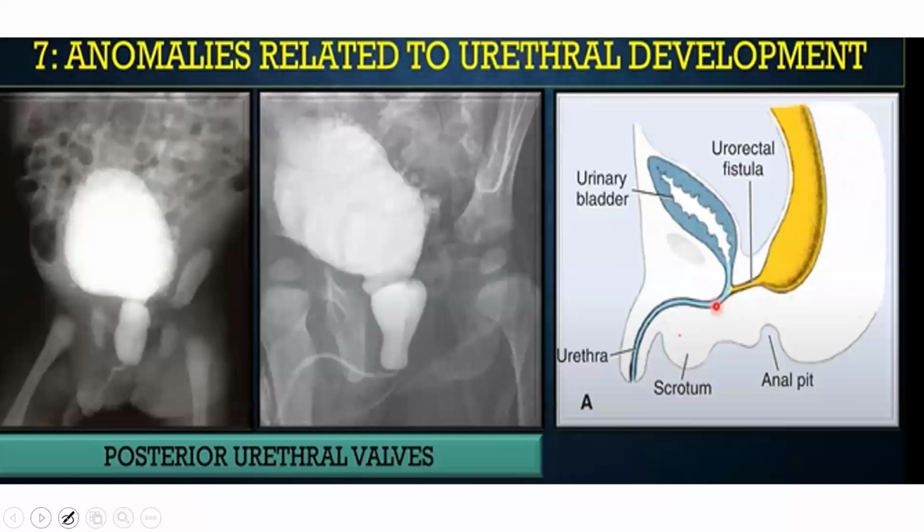Then we have abnormalities of urethral development. So we have what is known as posterior urethral valves. So valves develop within the urethra, especially in males, where part of the urethra develops a valve, and that valve cannot allow urine to pass through. So you get urine accumulating within the urethra. Those are what are known as the posterior urethral valves. Then you have some fistula, as shown here, where the rectum might communicate with the urethra, so you get what is known as a urorectal fistula.